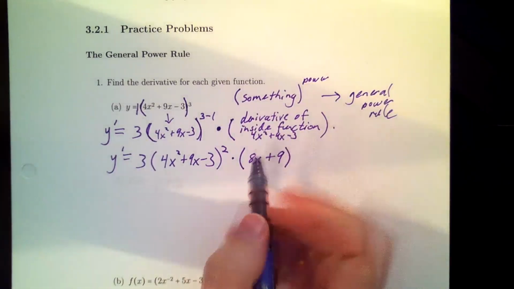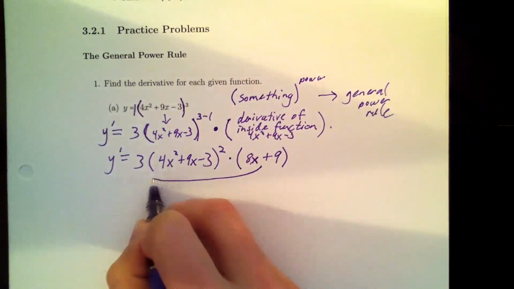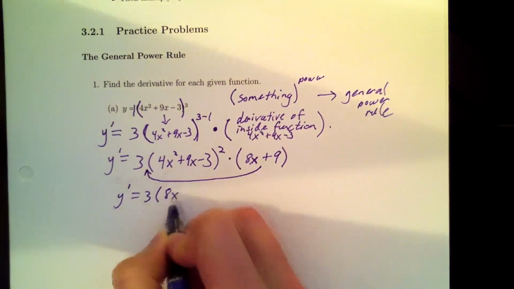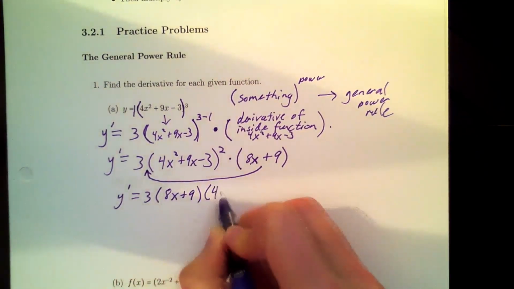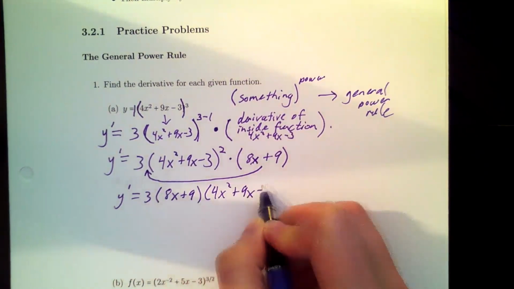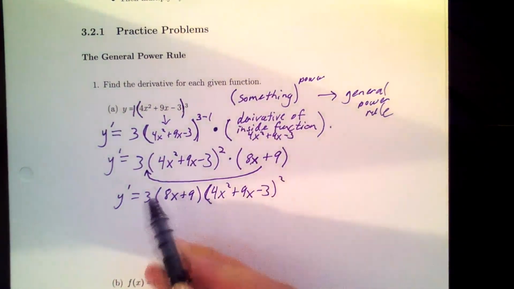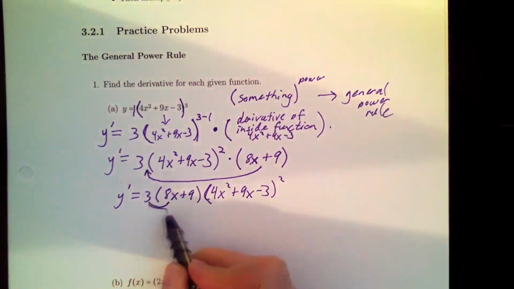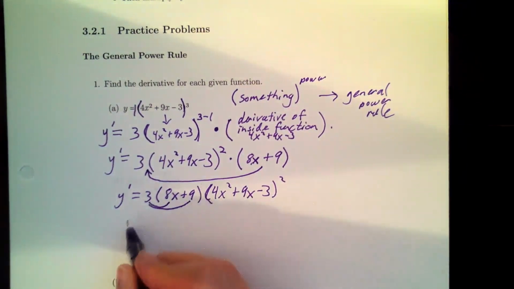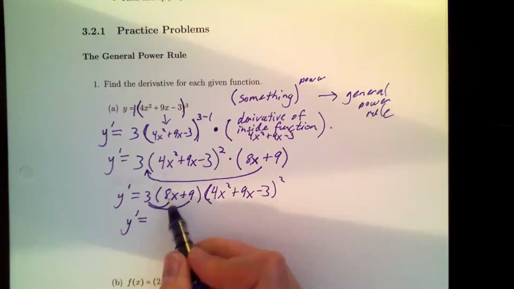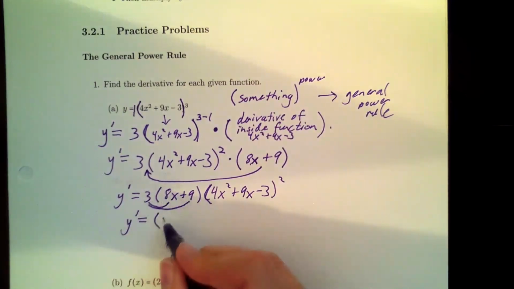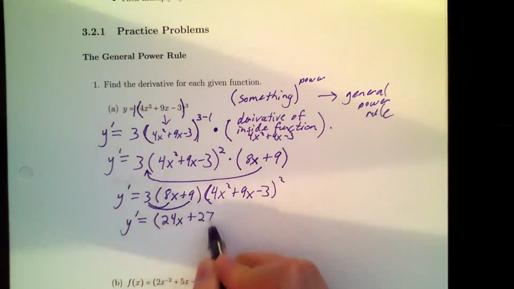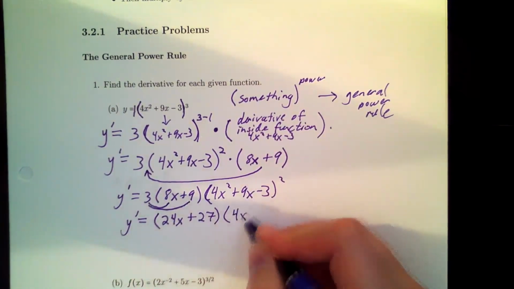A classic thing that might happen is you might move this term to the front here, to where that is 3 times 8x plus 9 times 4x squared plus 9x minus 3 squared. Now the way algebra works, I can't multiply that 3 into here because of that square, but I can multiply this 3 into this 8x and the 9 because the power on that thing is 1. 8 times 3 is 24. So in my first set of parentheses here, I'll have 24x plus 3 times 9 is 27 times the rest of this.